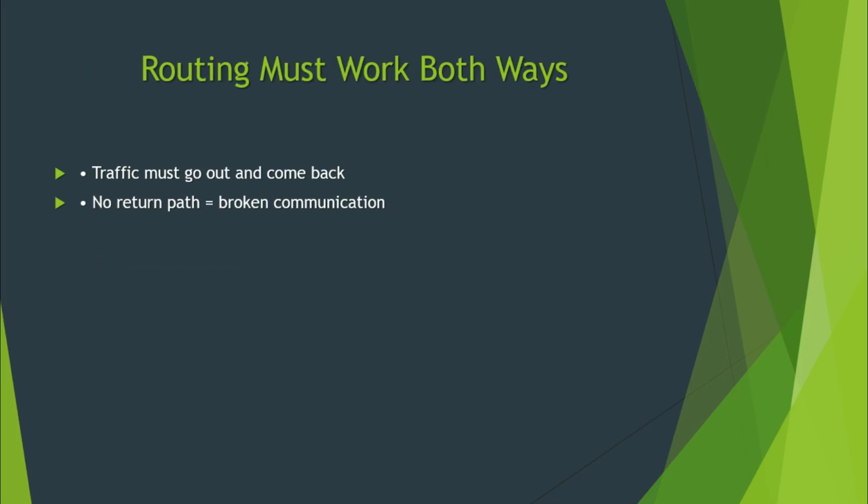Now, here's something beginners often miss, and it's very important. Routing must work in both directions. If router A knows how to reach network B, but router B doesn't know how to reach network A, traffic might go one way, but it'll never come back. That breaks applications, breaks websites, and just everything. So whenever you design routing, you always think, can traffic get there and back? No return path? Basically equals no communication.